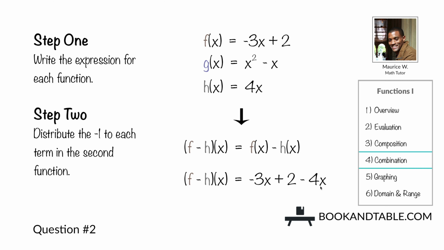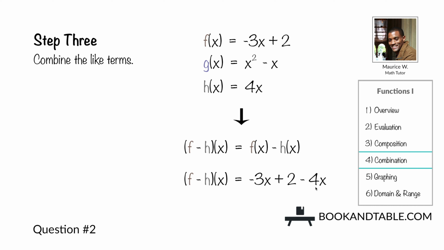And now step 3, combine the like terms. Negative 3x minus 4x would give us negative 7x. So the answer to question number 2 is f minus h of x is equal to negative 7x plus 2. So that is the answer to question number 2.